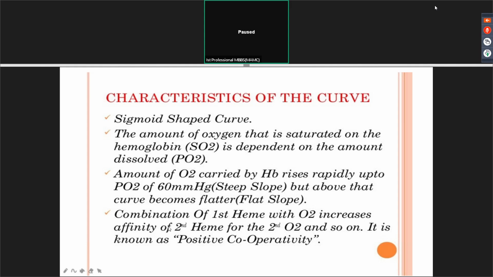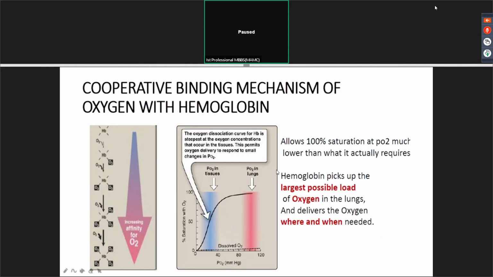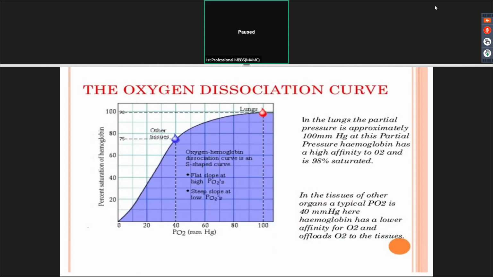So this process where one heme moiety binds to the first oxygen and it increases the affinity of the second oxygen for the other heme moieties, this process is known as positive cooperativity. So again, this is the sigmoidal shape curve. This is again a different pictorial representation.